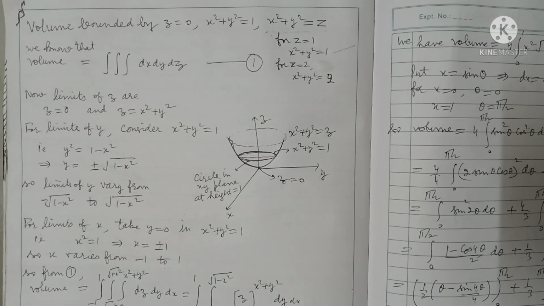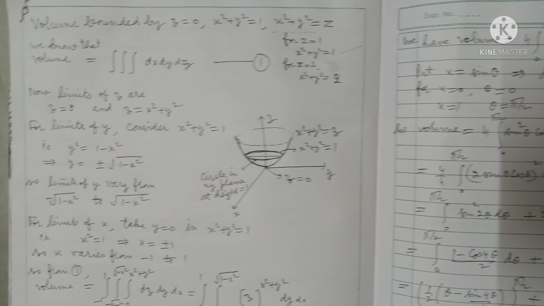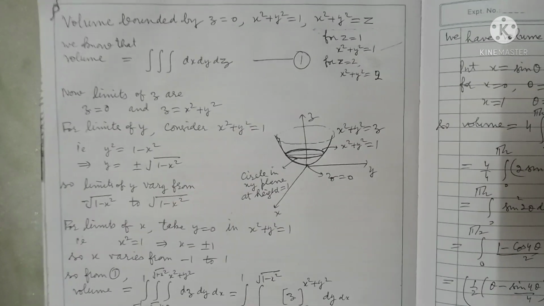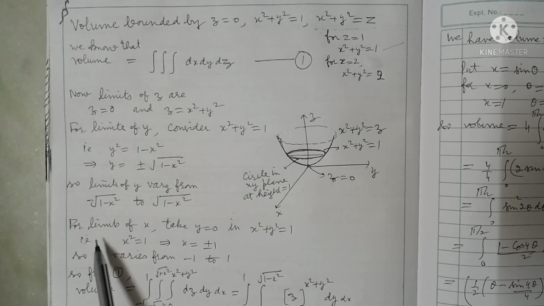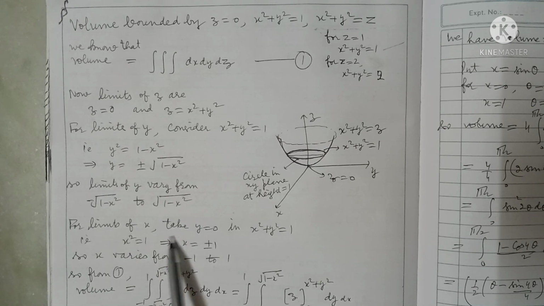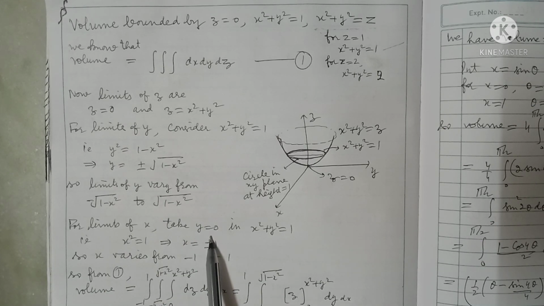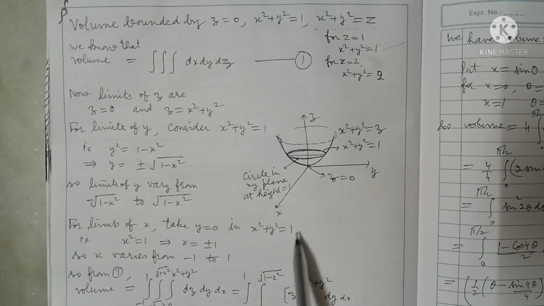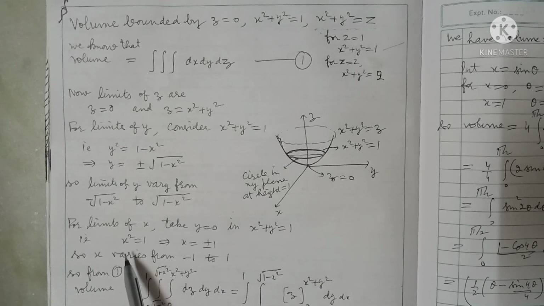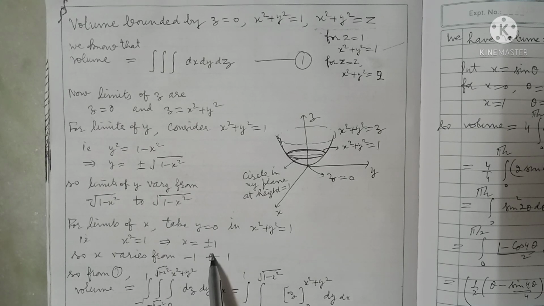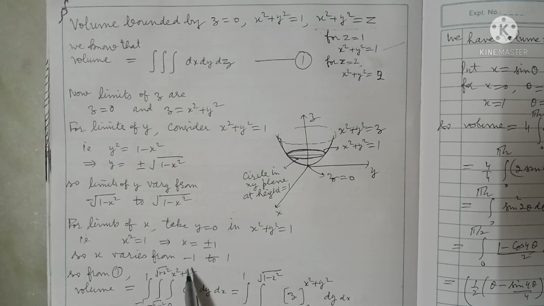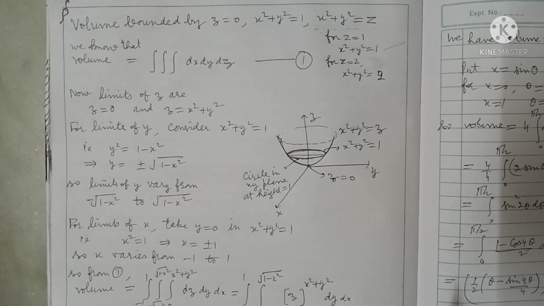Next, we have already found limits of z. We have already found limits of y. So now limits of x are obtained by taking y equal to 0 in this circle. We get x square equal to 1. So x is plus minus 1. So lower limit of x will be minus 1 and upper limit will be 1, right?